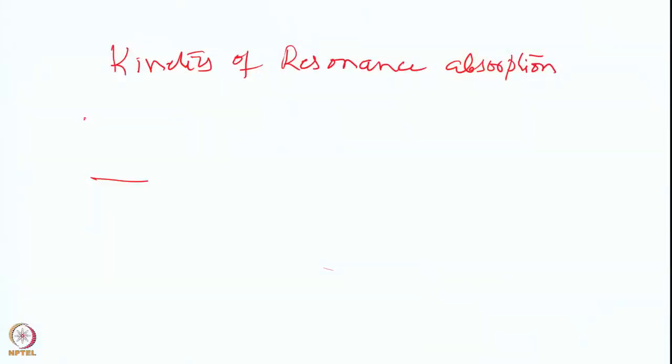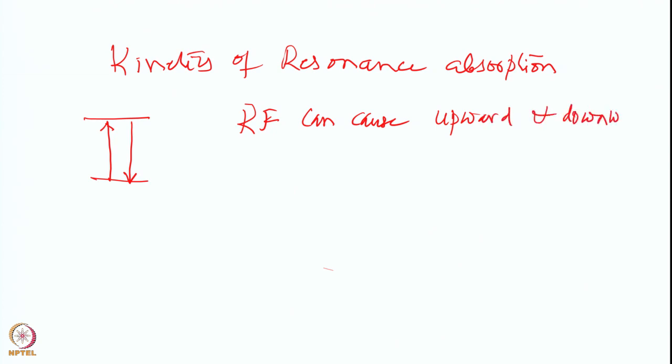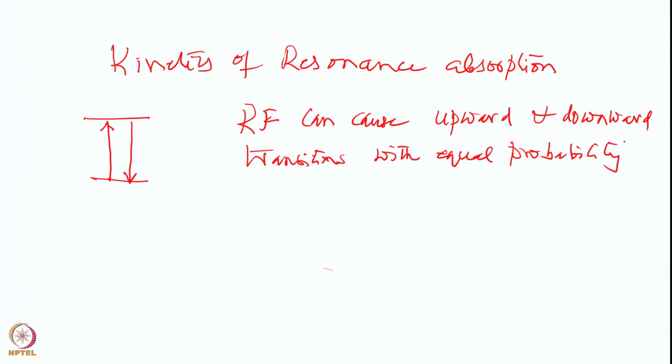So, we consider the two states here. The RF induces transition from here to here, but notice it can also induce a transition from here to here as well. The radio frequency can cause upward and downward transitions with equal probability. Okay. So, we represent that probability as P, this is the RF induced transition probability.